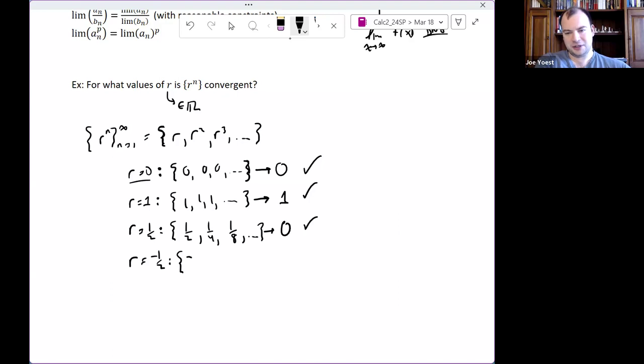Okay, what's r to the first? It's negative 1/2. r to the second is plus 1/4. r cubed is minus 1/8. Plus 1/16, and so on. We are oscillating back and forth here, but while our magnitude is getting smaller and smaller. This also goes to 0.